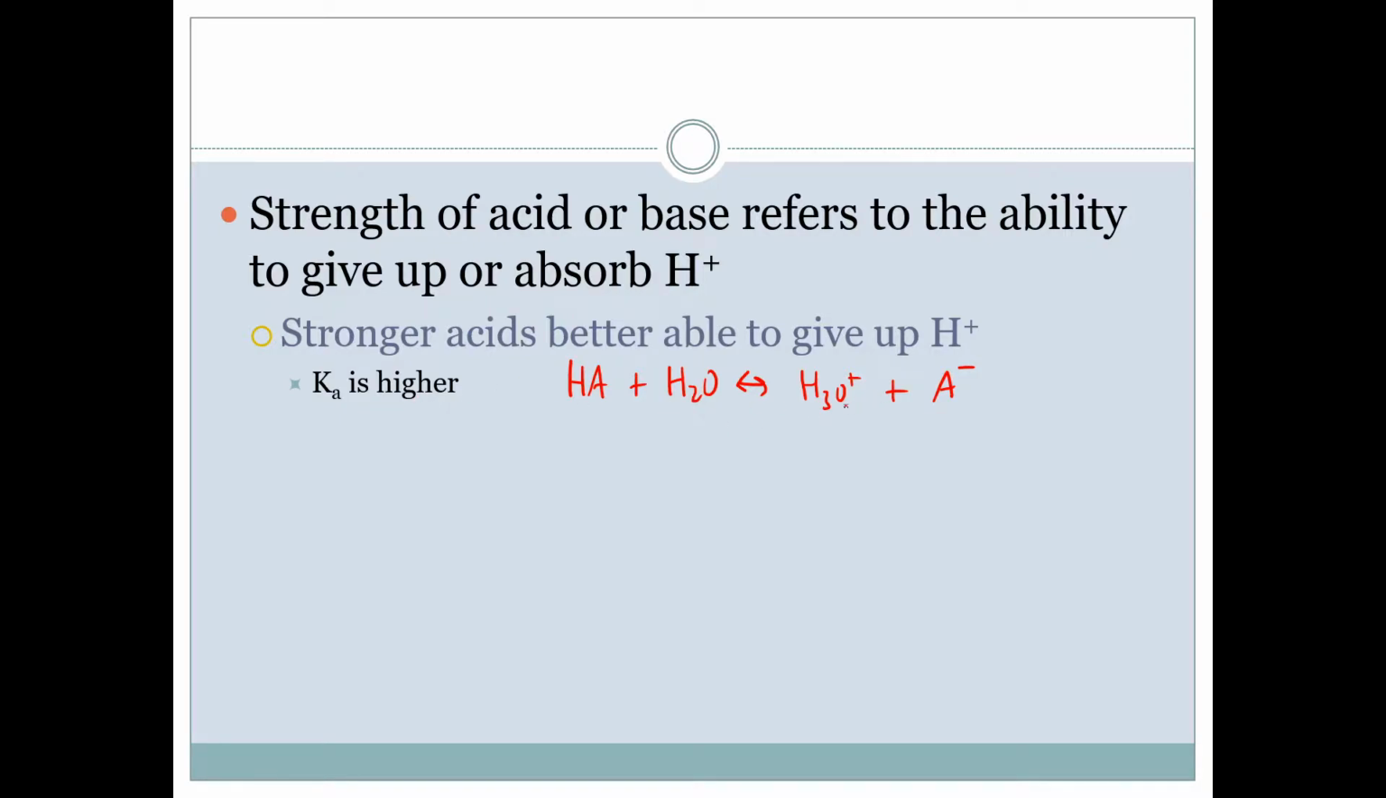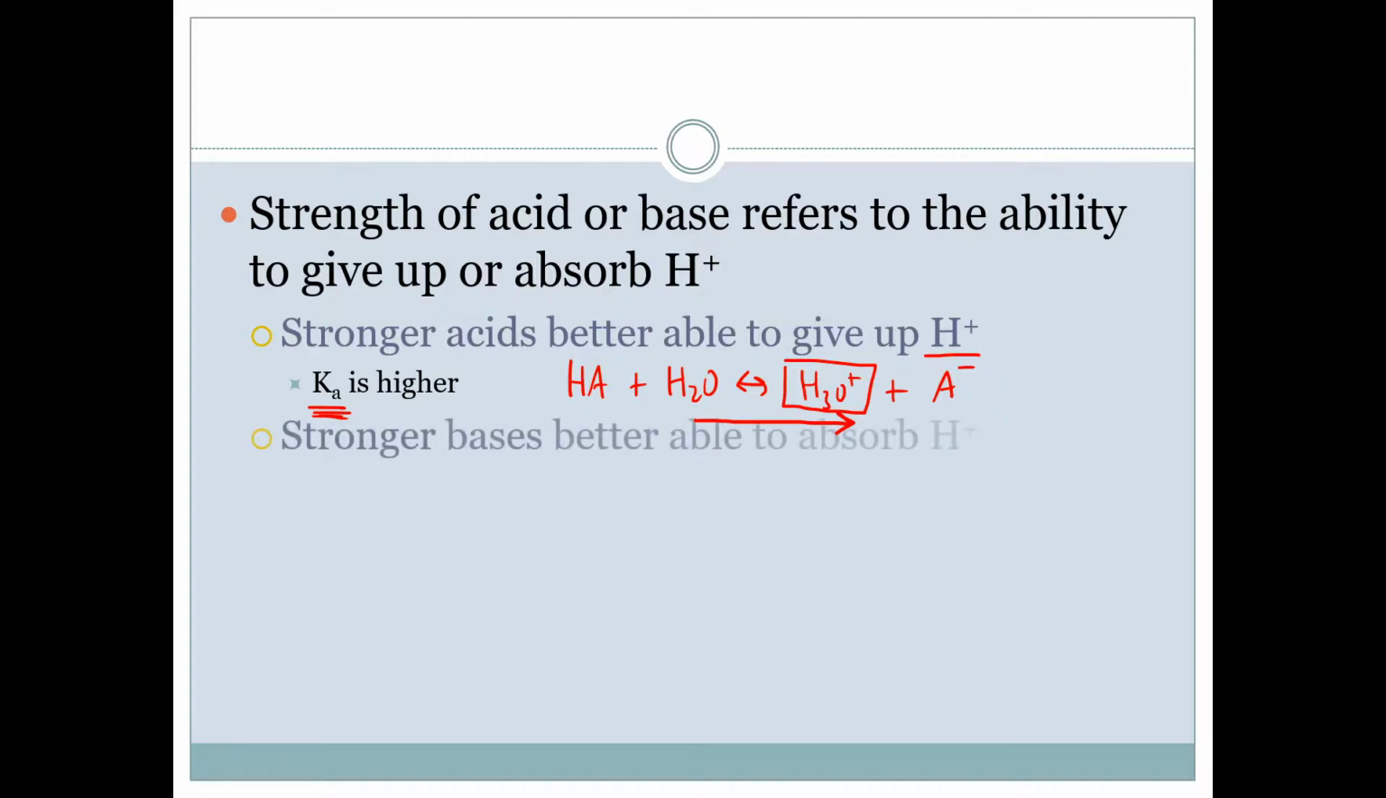So if Ka is higher, it's shifting the equilibrium more towards the product side. And that means if you have a high Ka, you have a higher ability to create hydronium ions. Or another way to put it, you have a higher ability to give up your hydrogen ions to create hydronium when combined with water. Lower Ka means that this forward reaction is not as favored.